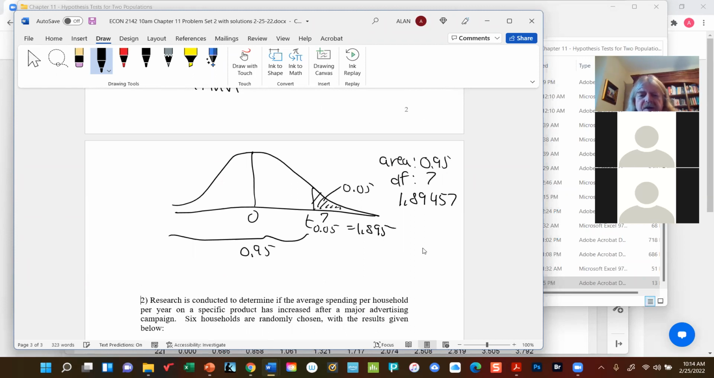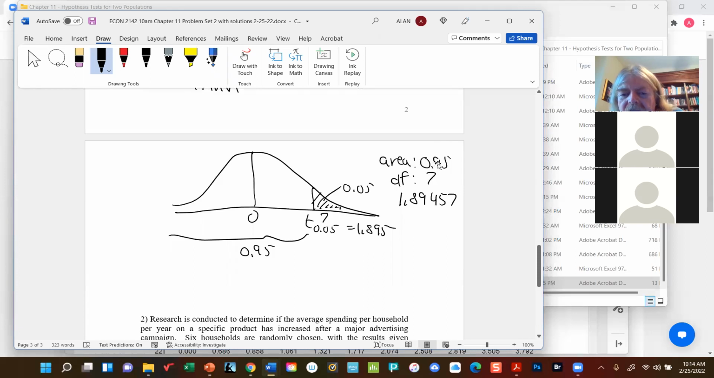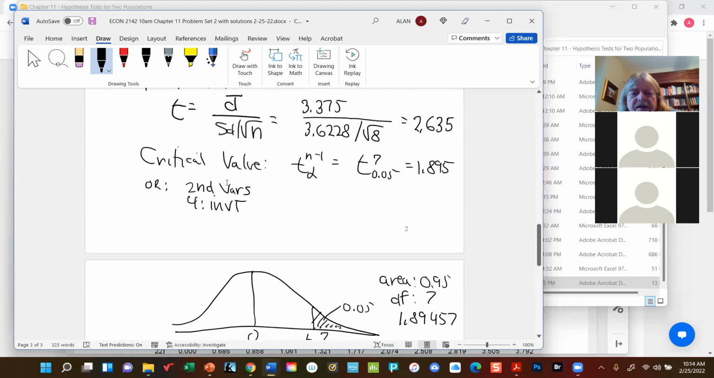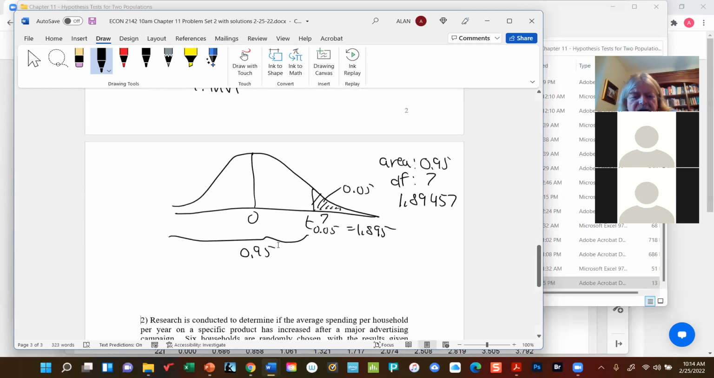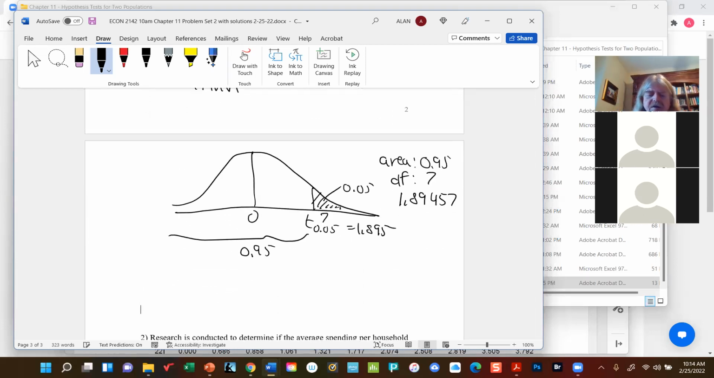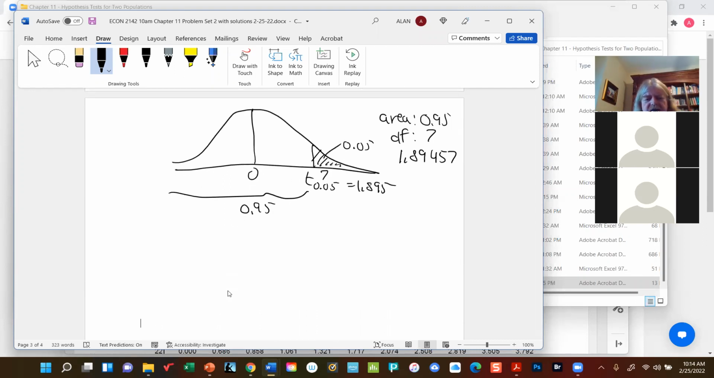That's our critical value. Now, by the way, if you used 0.05 in the area, just a quick reminder, it would have given you negative 1.89457, and that would be your sign that, whoops, you got the wrong tail, but it's the right number. Okay. Now, the test statistic is 2.635. So that tells us that the test statistic is out in the rejection region.